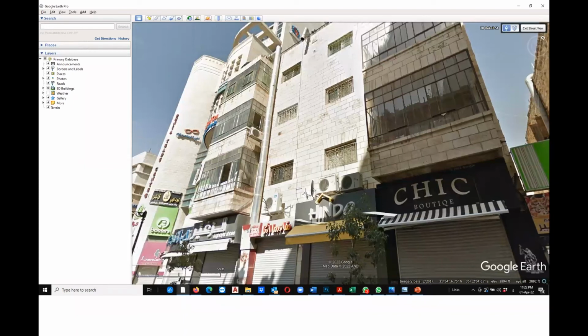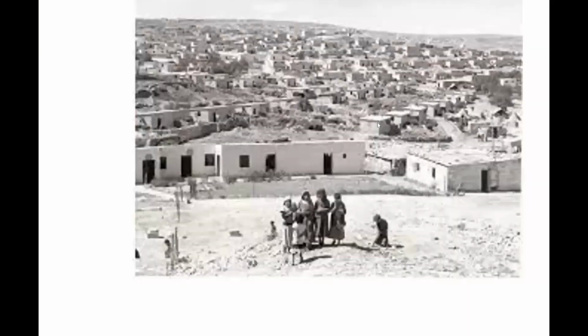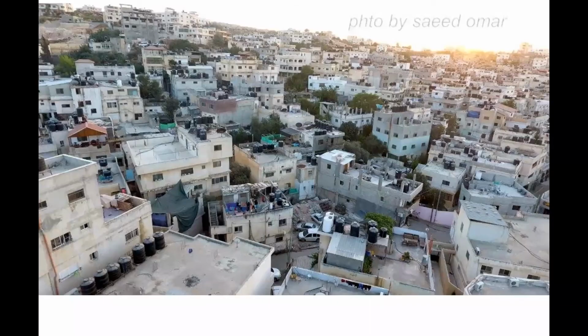Again, the other half of the refugees went and built another type of architecture in the refugee camp. This is the Jalazon area, Jalazon refugee camp in Ramallah. This is how it looks now. This is a photo, but it's an old resolution, of how it used to look maybe 70 or 80 years ago when they established the refugee camp. Okay.